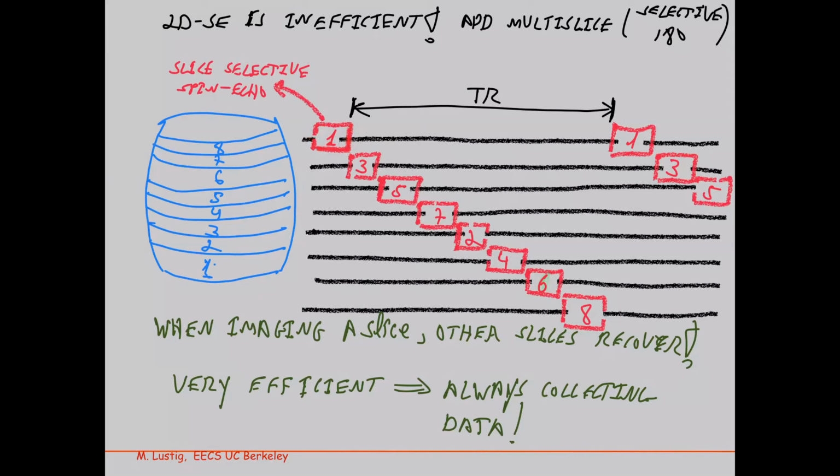Well, what I can do now is go and excite slice 3. So I'm going to excite slice 3 and do exactly the same thing and read out the signal from slice 3. And then I'm going to slice 5, slice 7. Now, anybody has an idea why I chose 1, 3, 5, 7, and then 2, 4, 6, 8?